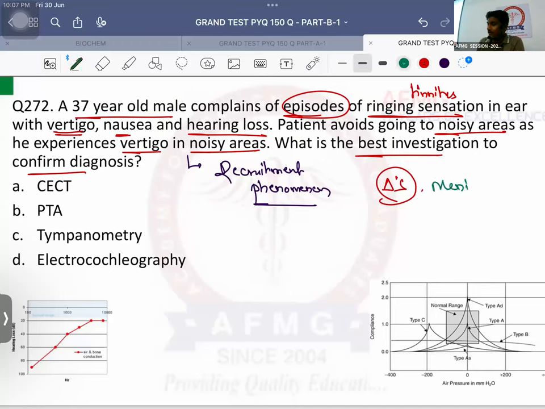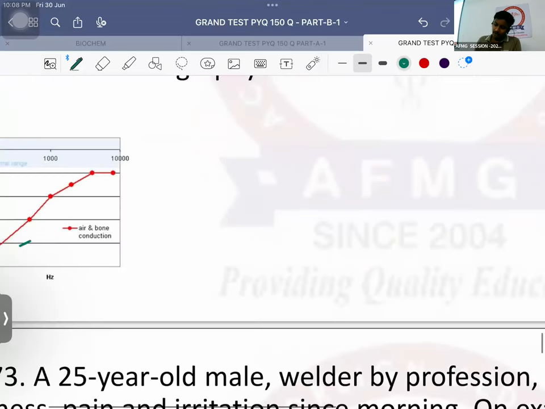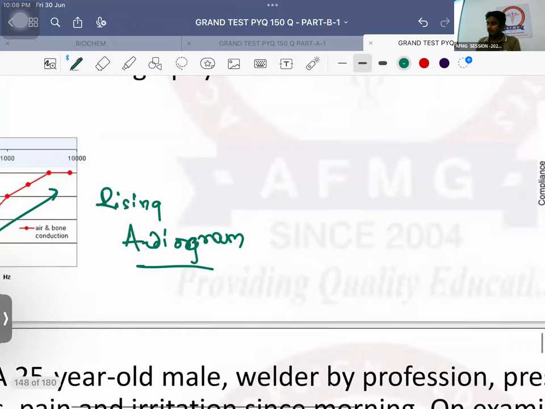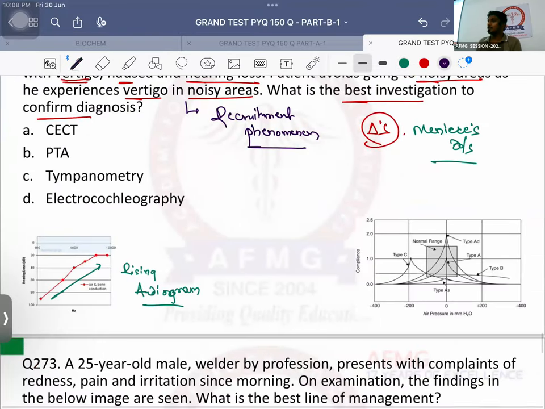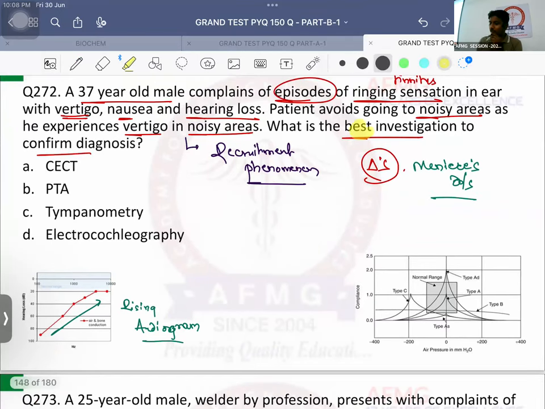It is a case of Meniere's disease, which is actually an episodic disease where one episode usually lasts for a span of 24 hours. And that is characterized by three features. One is ringing sensation known as tinnitus. Second is hearing loss. And third is vertigo. Please remember, recruitment phenomena, Tullio's phenomenon, Tumarkin's crisis. PTA, pure tone audiometry shows what? Which kind of audiogram? Rising audiogram, whereas a sloping audiogram will be a feature of presbycusis, that is age-induced hearing loss. Very good. Best investigation to confirm diagnosis.